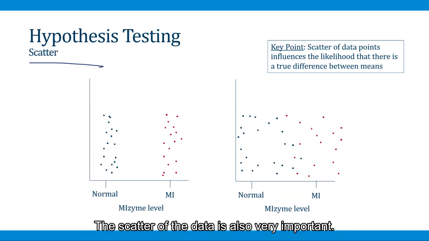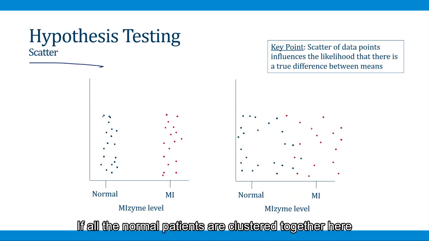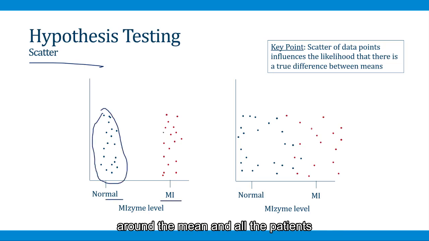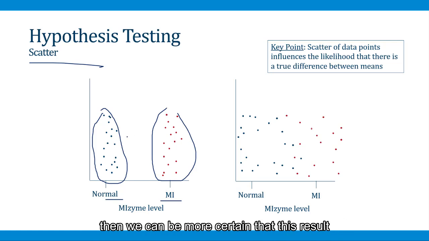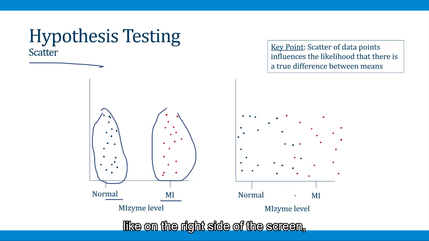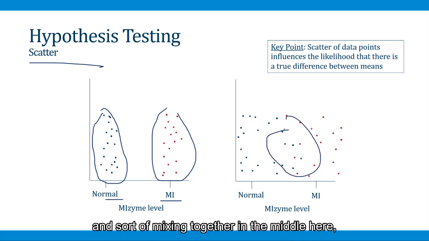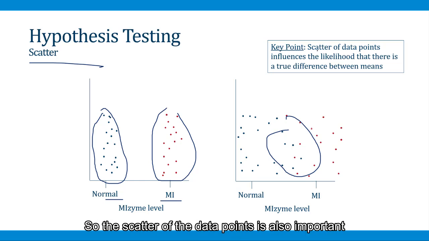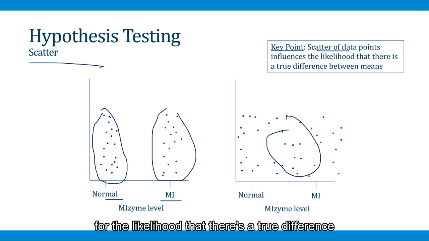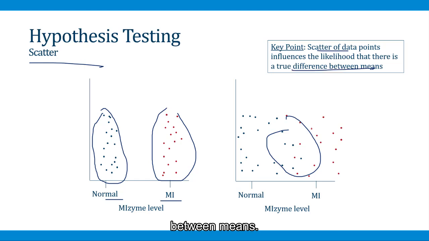The scatter of the data is also very important. If all the normal patients are clustered together here around the mean, and all the MI patients are clustered together here around the mean for MI, then we can be more certain that this result is real and not due to chance. On the other hand, if we have a result like on the right side of the screen where the data points are scattered widely and sort of mixing together in the middle here, then this makes it more likely that our finding was due to chance and less likely that it's real. So the scatter of the data points is also important for the likelihood that there's a true difference between means.